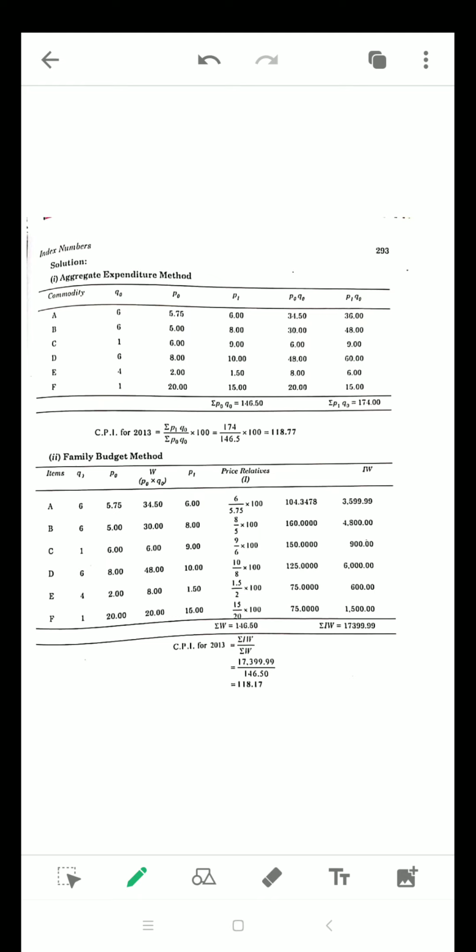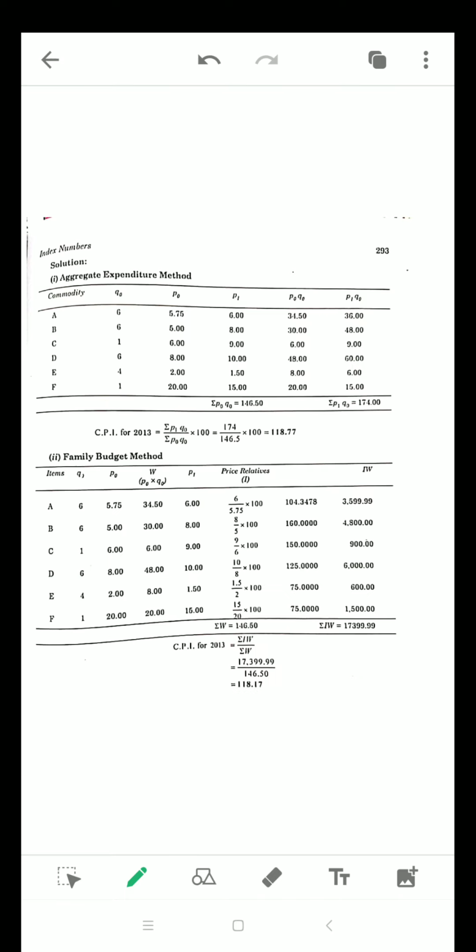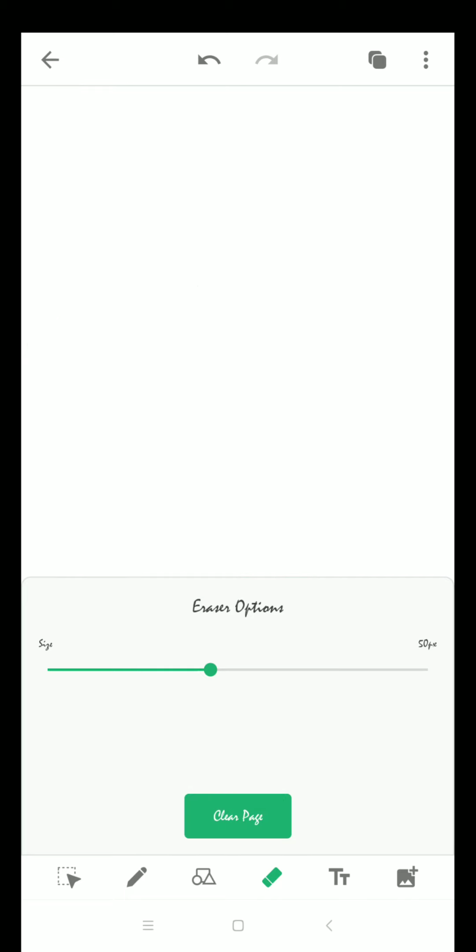So hence we will get 6 divided by 5.75 into 100, we will get 104.34. So here are the values. You can see these values. We call it summation W.